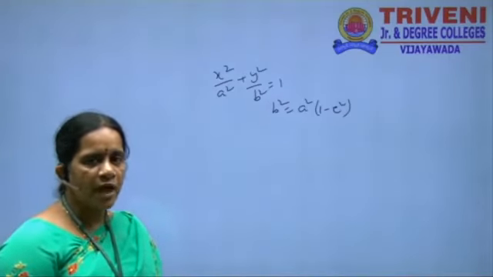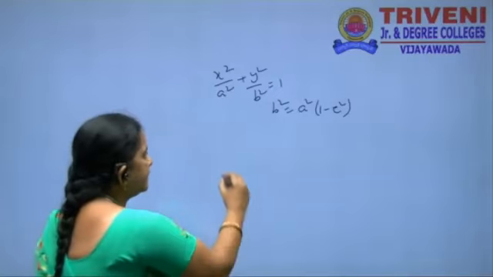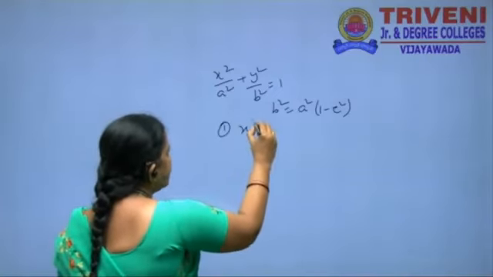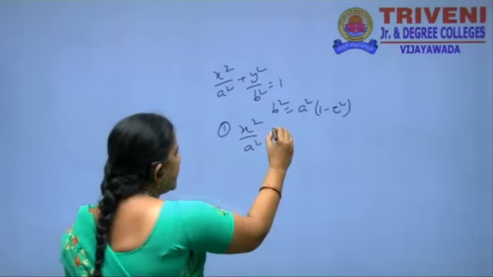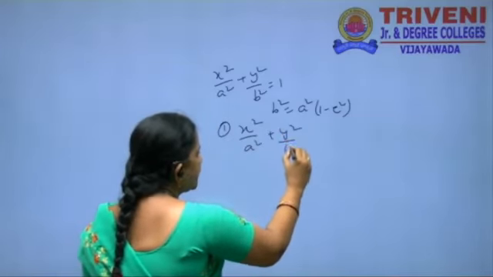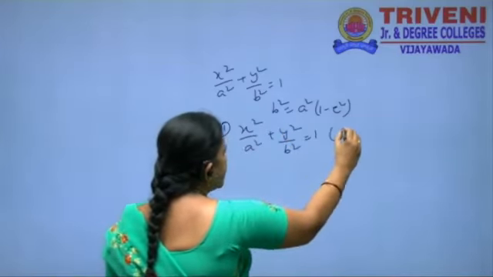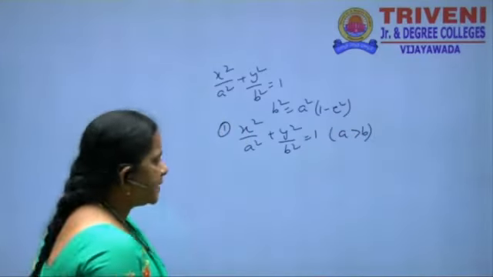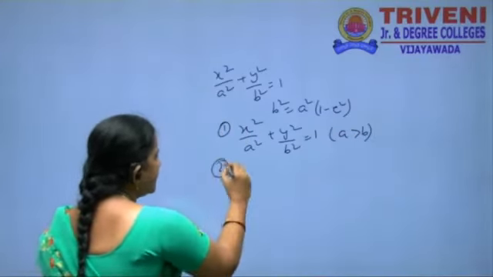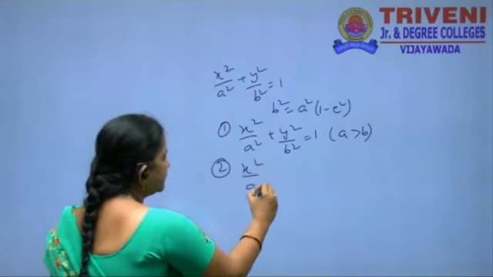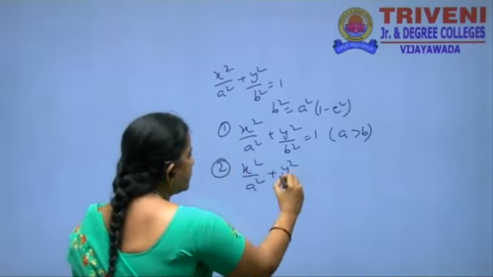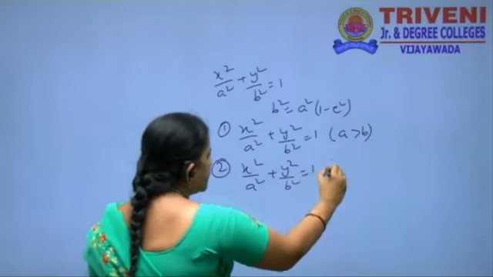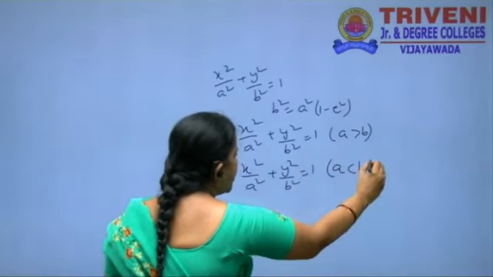In this ellipse we have four forms. The first one is x square by a square plus y square by b square is equal to 1. Here a is greater than b. And then the second one is x square by a square plus y square by b square is equal to 1. Here it is a less than b.